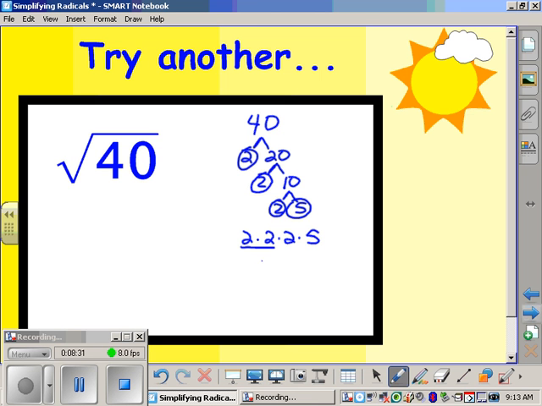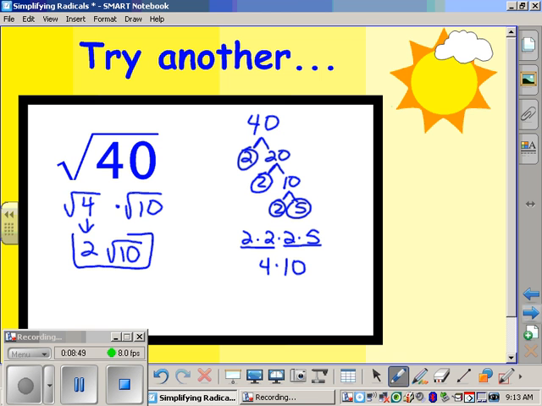Multiply any pairs together and multiply anything that's not part of a pair together. So this gives us the square root of 4 and the square root of 10. Of course, the ones that were a pair are a perfect square now, so we should have 2 radical 10 as our simplified answer. So radical 40 and 2 radical 10 are the exact same value. It's just that 2 radical 10 is the simplified version of radical 40.